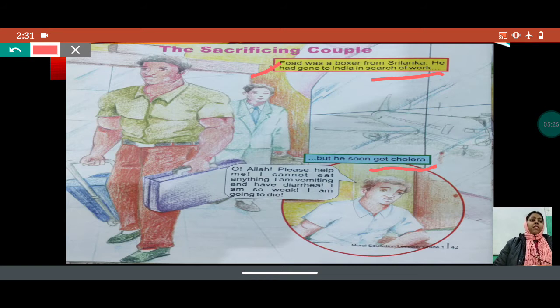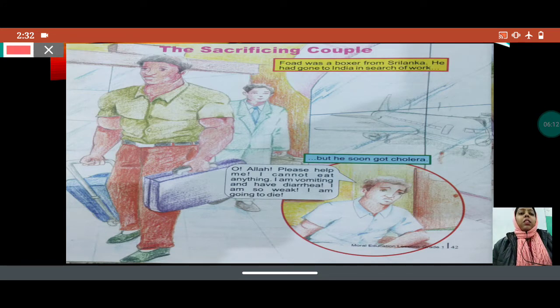So, he was a boxer, and when he came to India in search of a job, he got cholera. He said, "Oh Allah, please help me. I cannot eat anything. I am vomiting and have diarrhea. I am so weak. I am going to die." Now, this person was very worried because he had left his family in Sri Lanka and come to India in search of a job. Now he has got such a heavy disease, and he thinks that there is no one to care for me, I will not be able to become well, and I will die. So what will happen to my family? He is thinking all these things in himself.